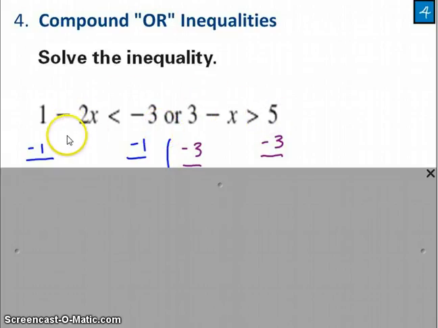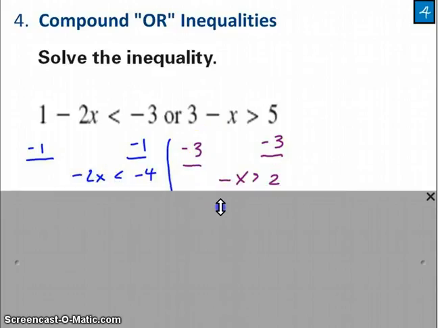So I've got to solve the left. I've got to get x by itself ultimately. The first thing I'm going to do is move the 1. On the right side, I've also got to get x by itself. The first thing I'm going to do is move the negative 3. So on the left in blue, I've now got negative 2x is less than negative 4, and you can see what I have on the right in purple.